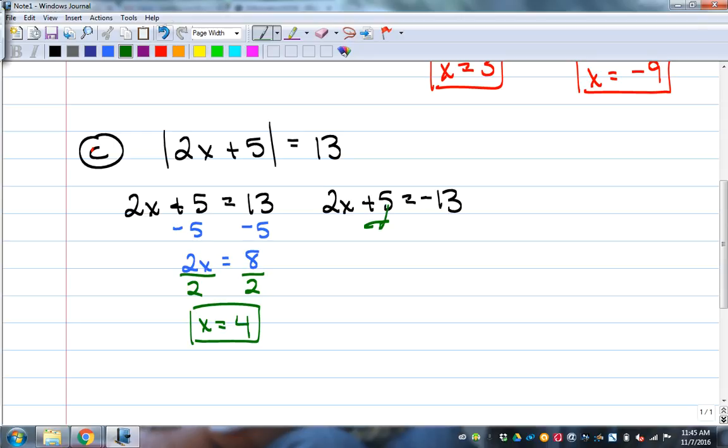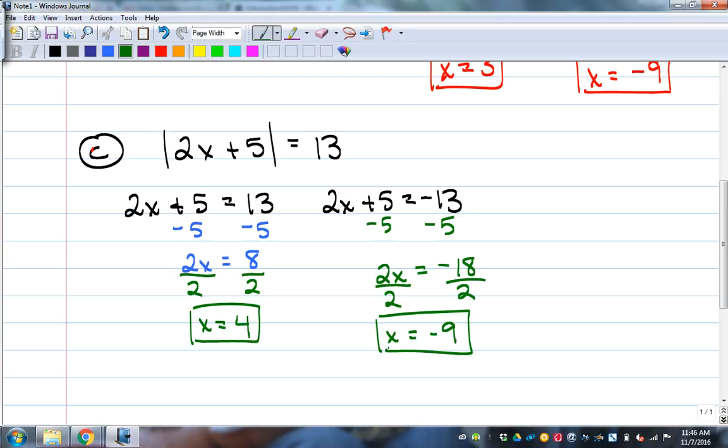So when I subtract 5 from negative 13, I get negative 18. Divide by 2, negative 9. Two answers from one absolute value equation. So when you get an absolute value equation, you're going to set up two regular equations to solve it. Okay? All three of these first examples, the absolute value was by itself already. It won't always be that way.